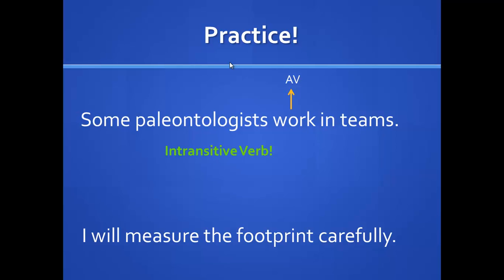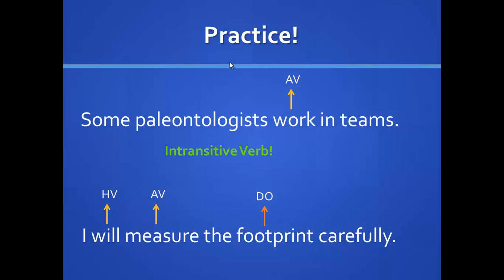Again, step 1, find the verb. This sentence has a verb phrase, will measure. Measure is the action verb, will is the helping verb. Next step, find the direct object, if there is one. Remember to do that, ask yourself the question, will measure what? Did you say footprint? If so, you're correct.